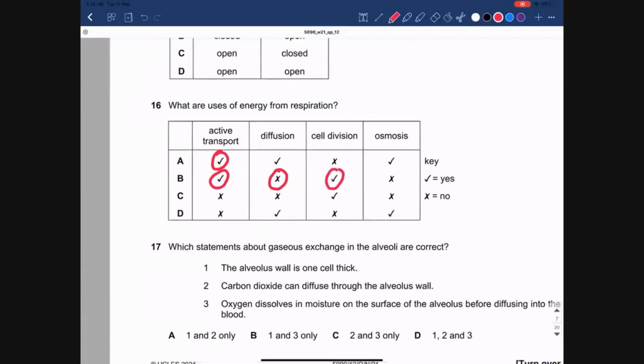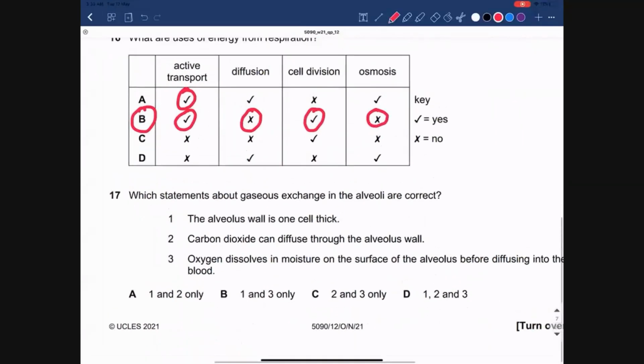Cell division requires energy. Always remember that because for cell division, protein synthesis is required. For cell division, the cell must split into two, the nucleus must split into two, and these processes require energy. Osmosis is a special type of diffusion in which water molecules are diffusing from a higher water potential to lower water potential. So again, osmosis is a passive process that does not require energy. The answer is B. Let's move on to the next MCQ, that is MCQ number 17.